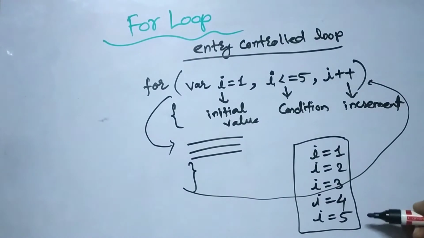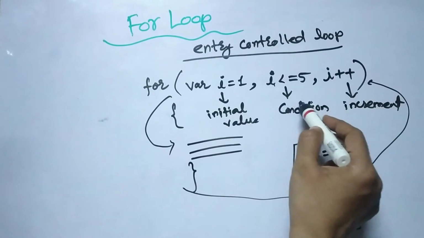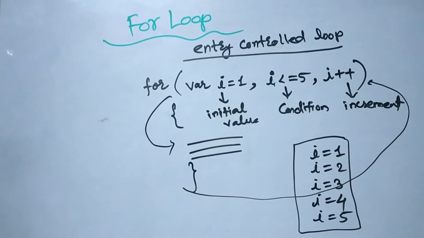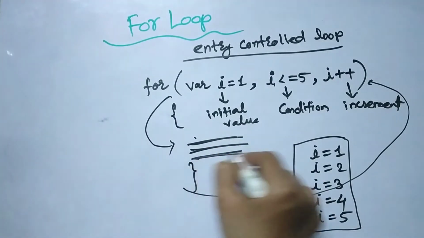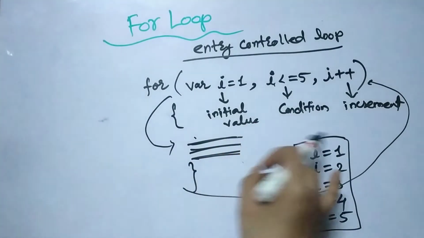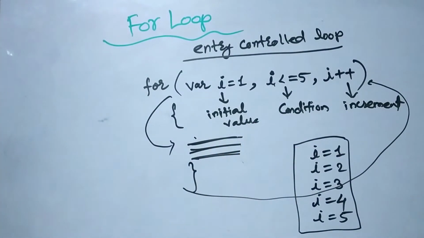So this condition specifies how many times you want the loop to be executed. Loop means some instructions are going to execute a repeated number of times without writing that command again and again.